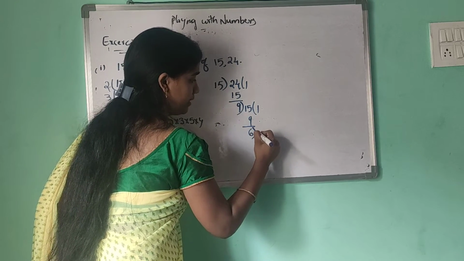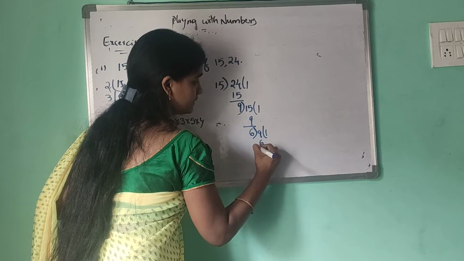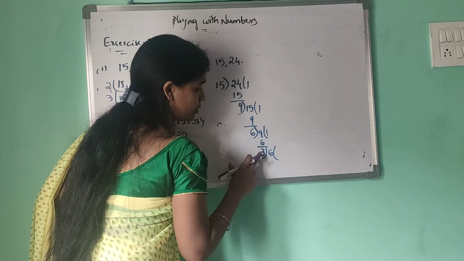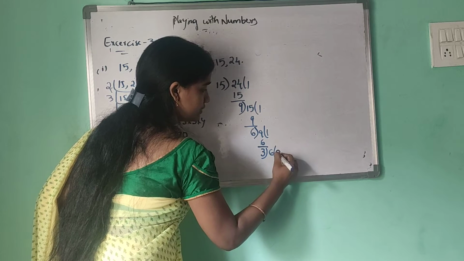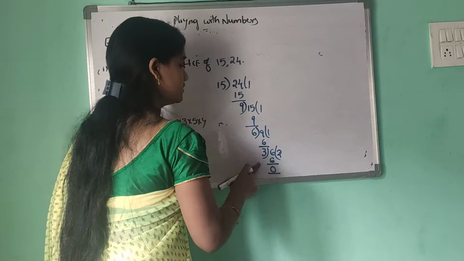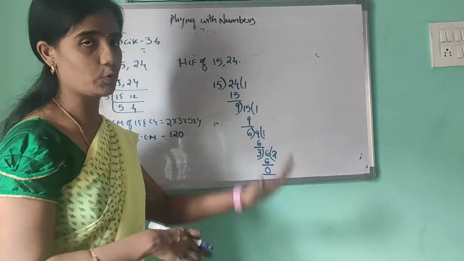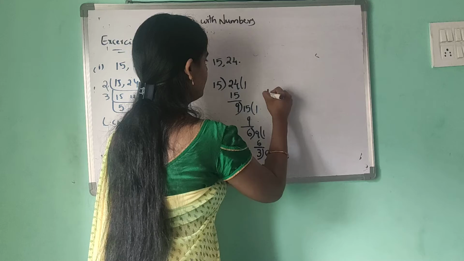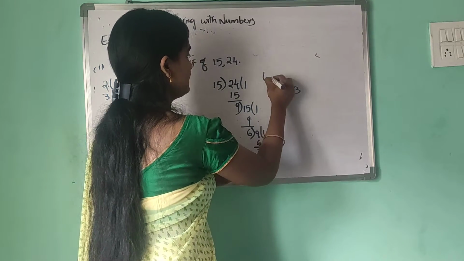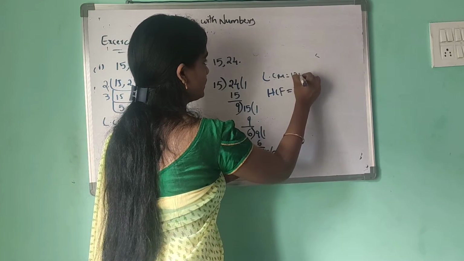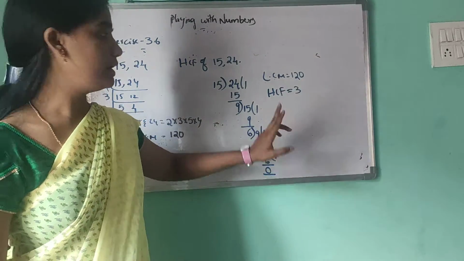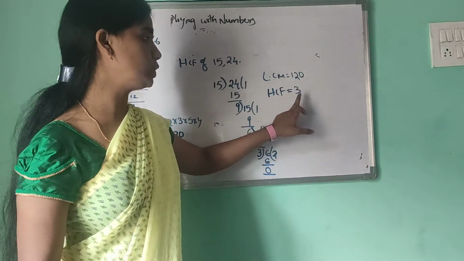Remainder 6 is divided by 9. 1 6 is 6, remainder 3. The remainder is divided by the divisor 3. 2 3s are 6. Remainder is 0. Until we get 0, we have to repeat this process. So the HCF is 3. So the LCM is equal to 120 and the HCF is equal to 3.